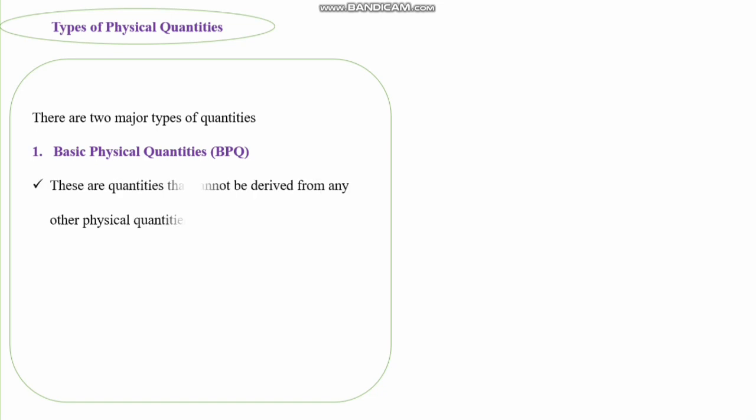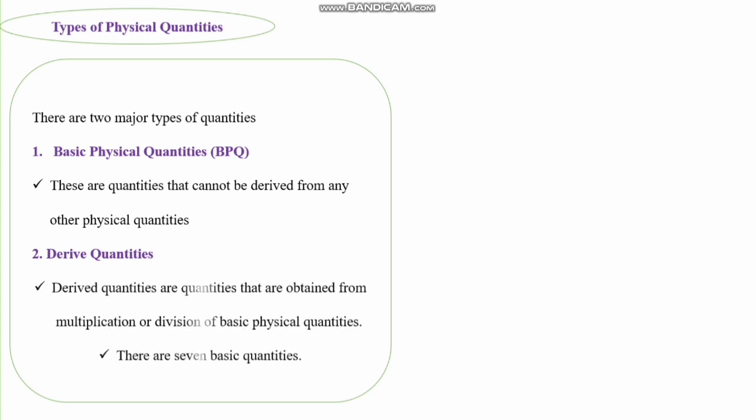So let us look at the types of physical quantities. There are 2 major types of physical quantities. The first one is the basic physical quantities, abbreviated as BPQ. The basic physical quantities are quantities that cannot be derived from any other physical quantities. The next one is the derived quantities. Derived quantities are quantities that are obtained from multiplication or division of the basic physical quantities.